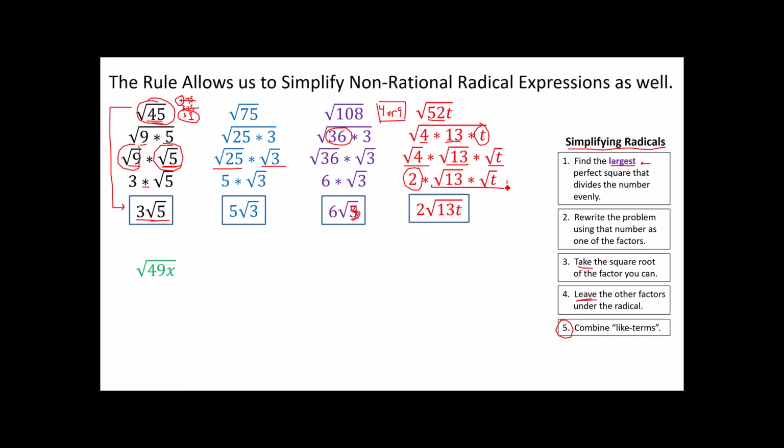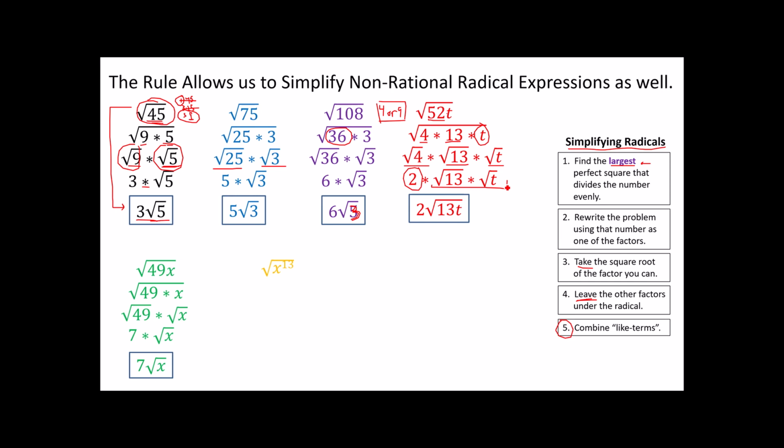Here's one. Again, pause the video. Try this on your own. I'm going to keep going. 49 is a perfect square, but x probably is not. I separate it into 2 problems. Square root the 49. I have to leave the x alone. And we get 7 radical x.